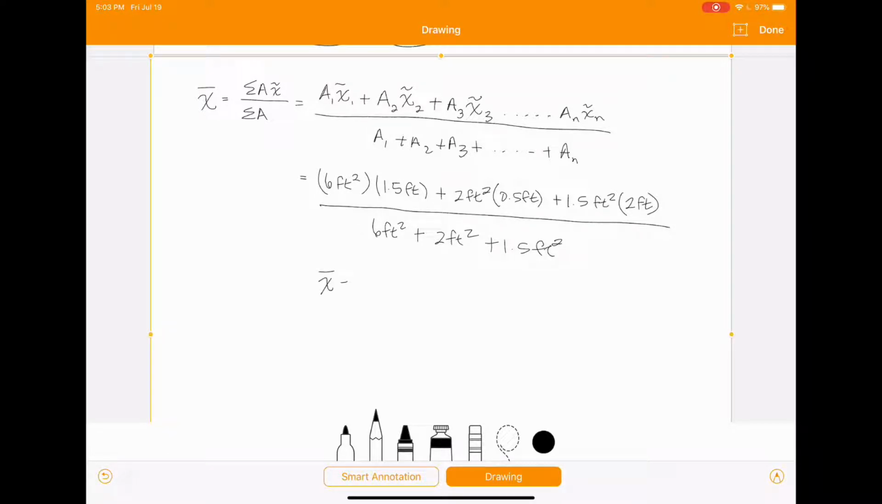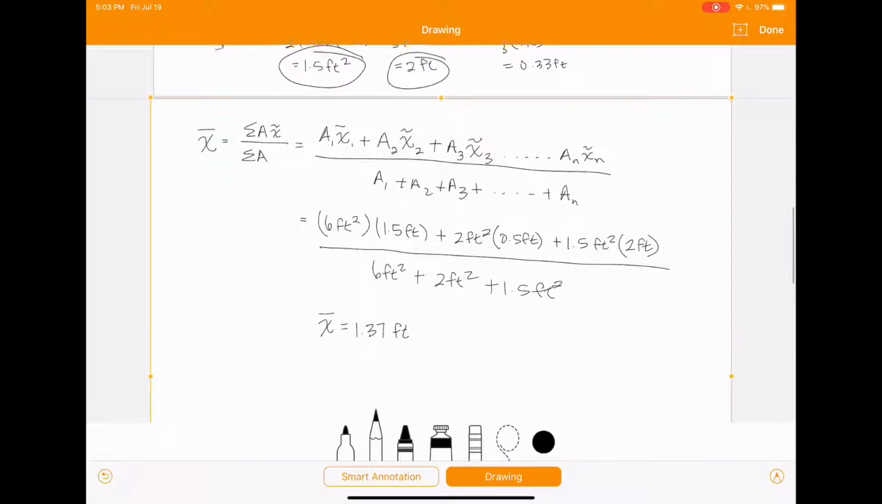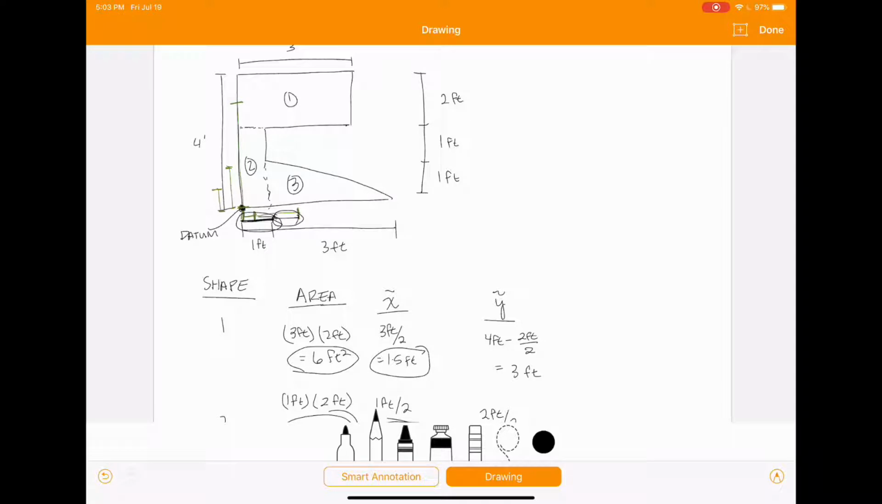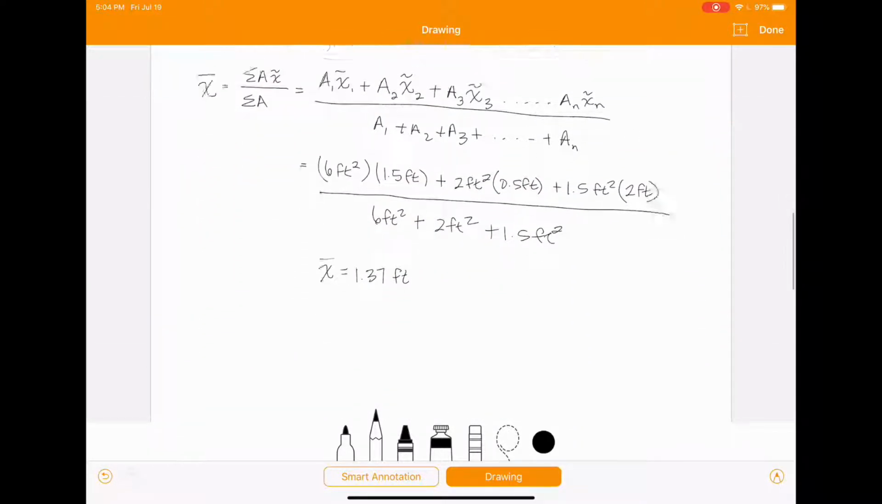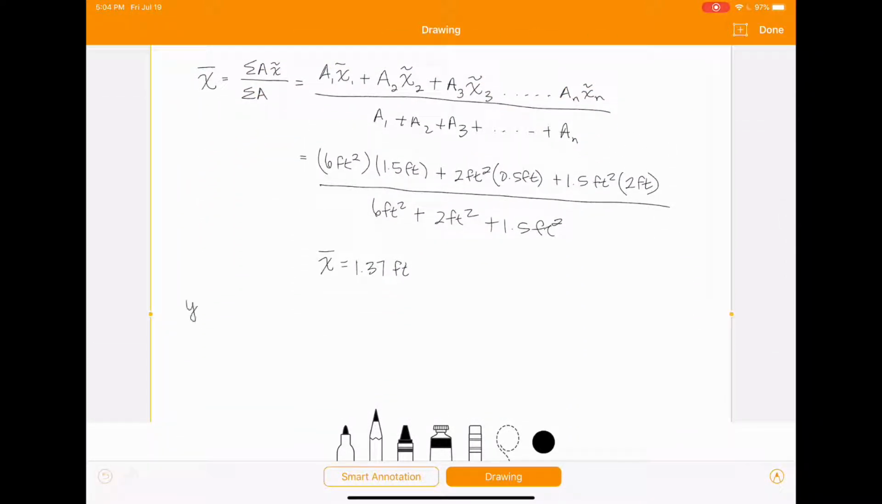And you'll get that x bar equals 1.37 feet. So that means that if we start at our datum and go over 1.37 feet, this is where our x coordinate is going to be located. So our centroid is going to be located somewhere along that axis. So now we can calculate y bar using similar principles that we did for x bar, except instead of x tilde, we're going to replace it with y tildes.